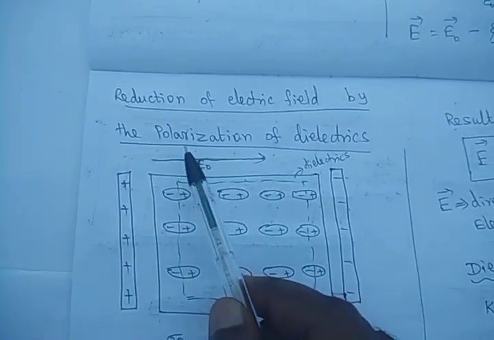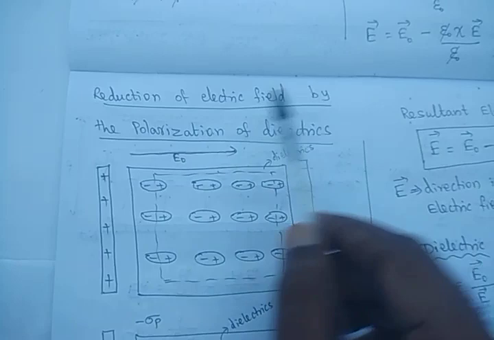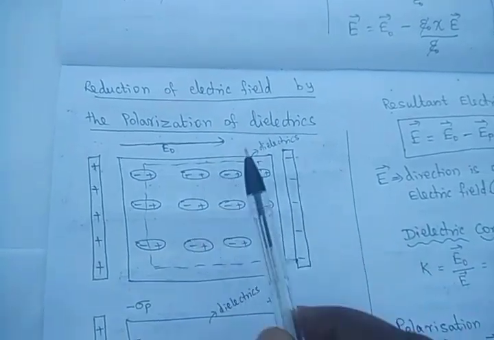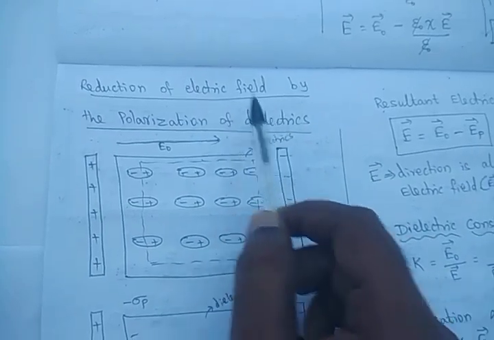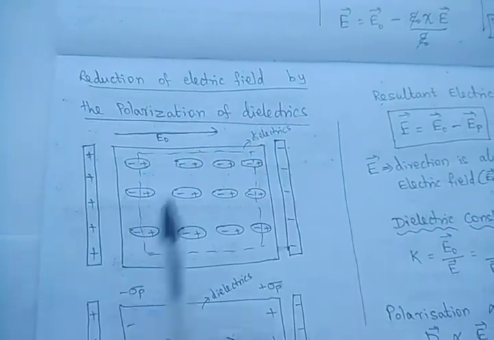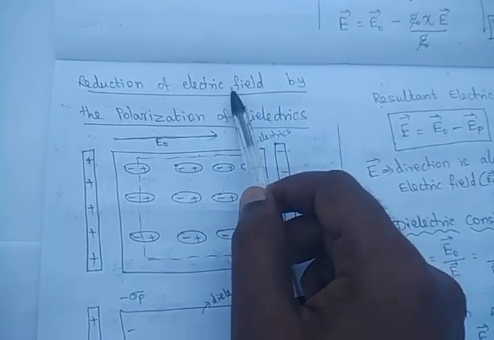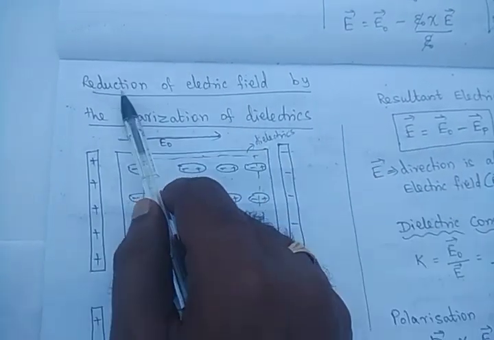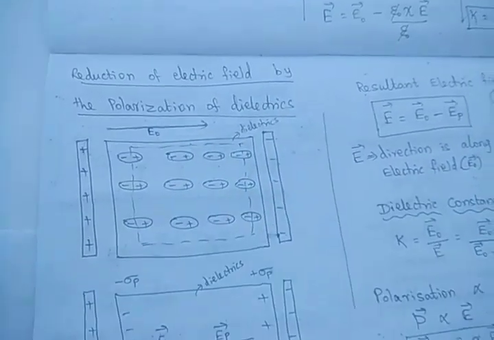Dear students, in this session, we are going to see about the reduction of the electric field by the polarization of dielectric. That means, in a dielectric material, when the external electric field is applied, the polarization process will occur. So, due to this polarization process, the external electric field value will be reduced. That is the reduction of electric field by the polarization of dielectrics.